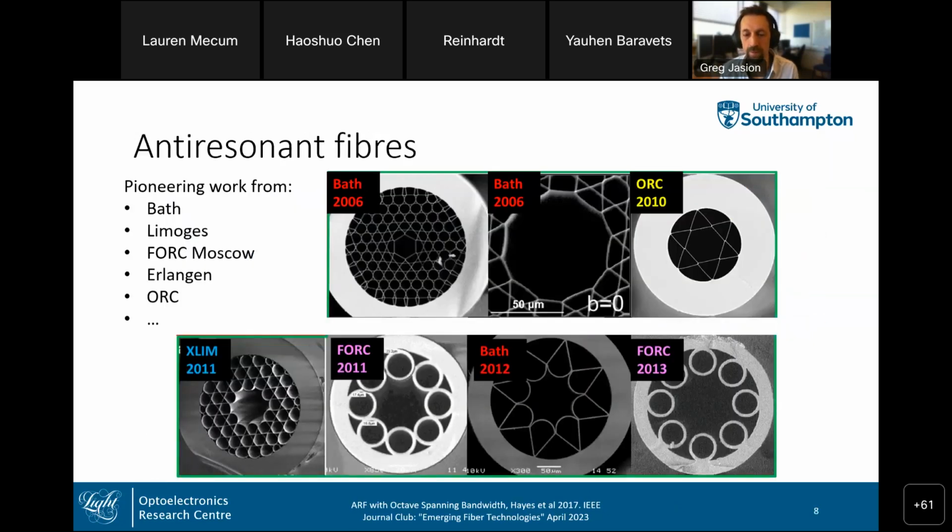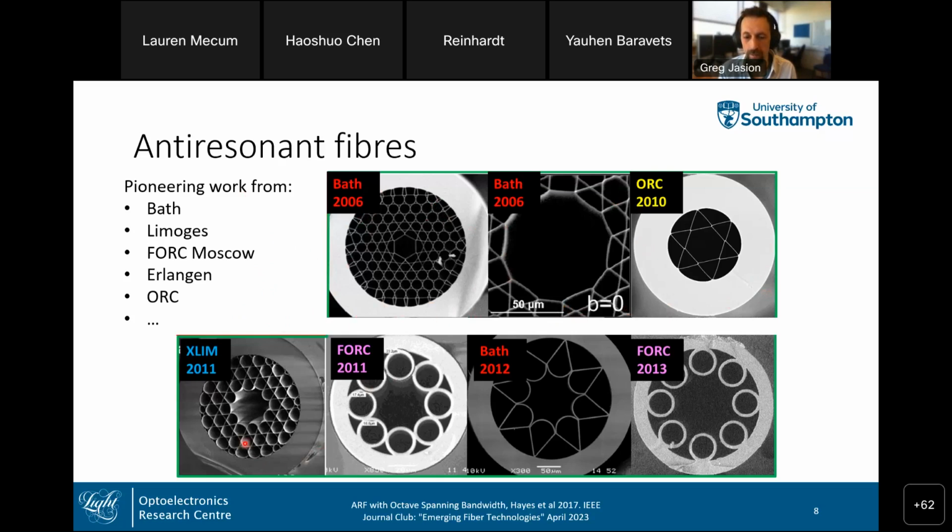So anti-resonant fibers were in development in parallel with hollow-core photonic band gap fiber, but the losses were quite high, so they didn't receive quite as much attention at the time. The progression was driven by many groups around the world, and the technology progressed with the development of the lattice and the core surround. But it was also noted that you didn't need the entire lattice to demonstrate low loss.